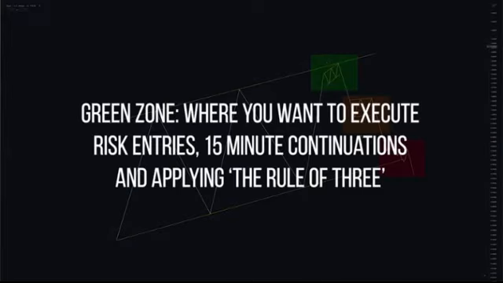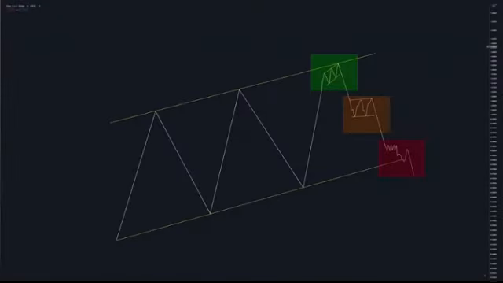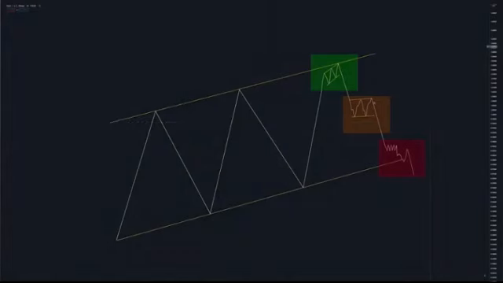Now, as we push down, you can see we start to get into the middle of this structure, of this larger ascending channel. This is where you'll start to apply that patience. This is where you need to start to use your experience and understand that I'm not going to just take any 15-minute flag here because we are out of that green zone. The market has now impulsed and given confirmation. Typically, this is where larger flags will be formed, things like the Falcon flag. So keep that in mind. This is the amber zone just here.